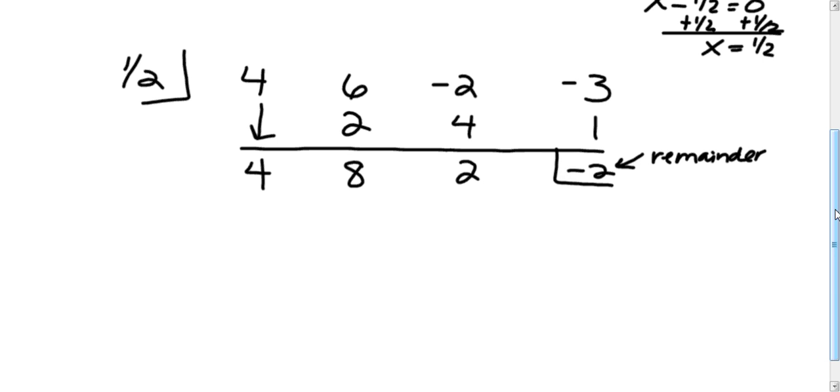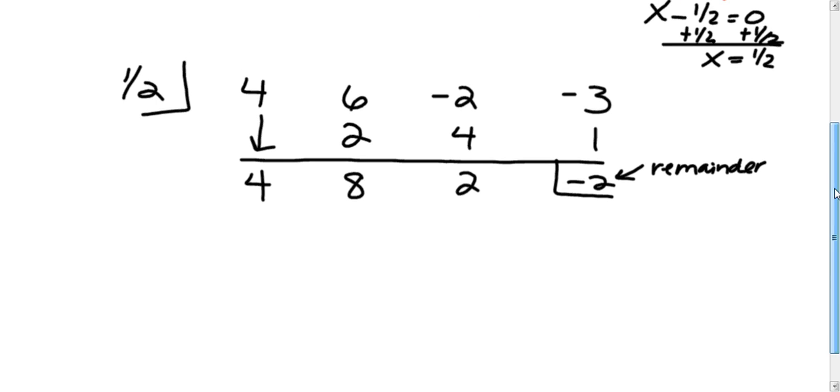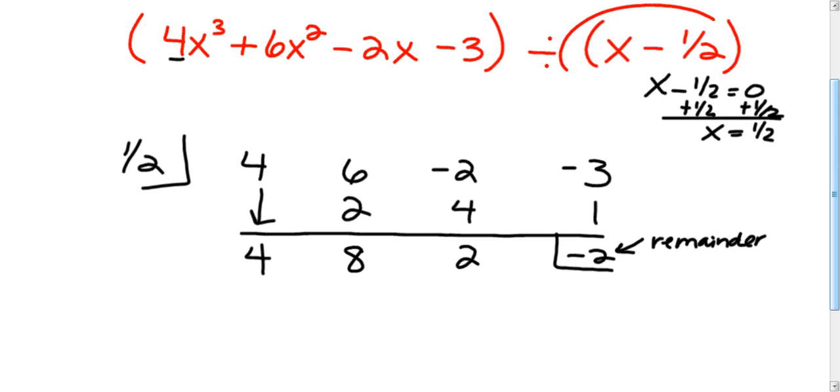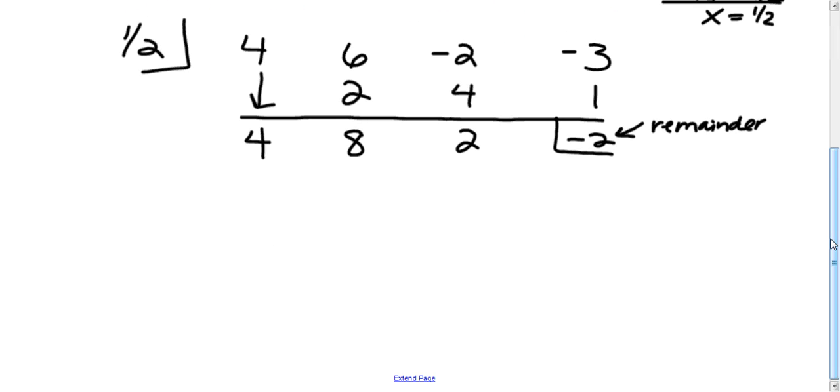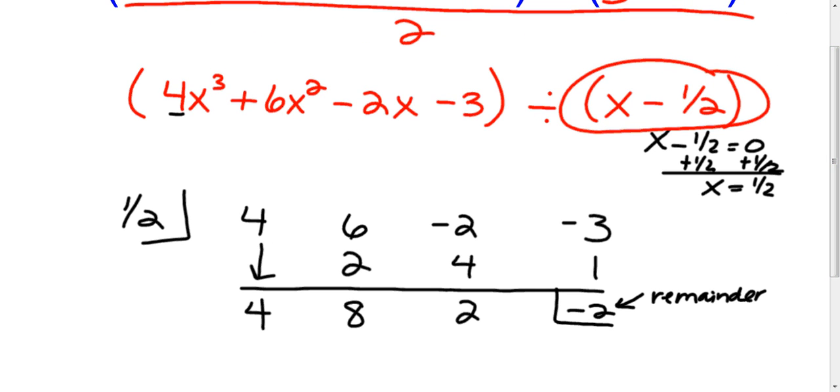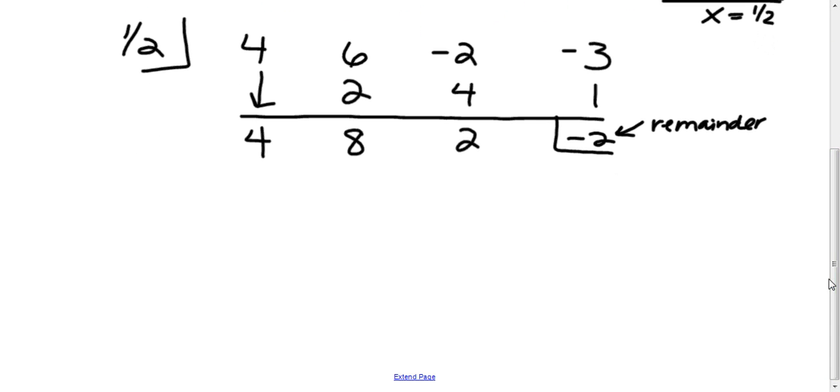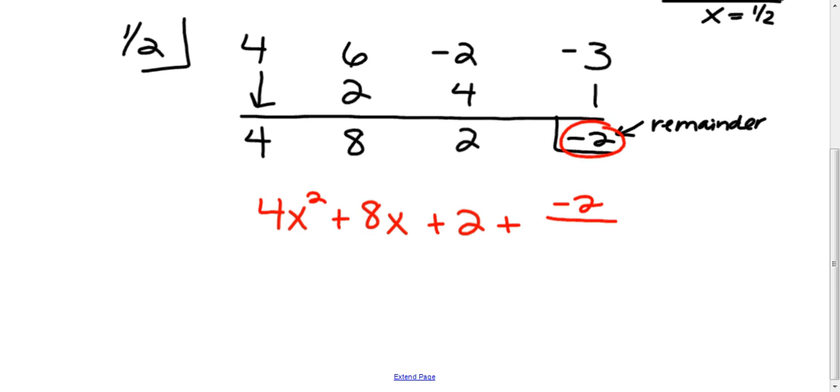All right, and so what I divided by really was this. When I set up my synthetic division, this is what I was dividing by, my x minus 1/2. Since I started with an x cubed term here, this will be an x squared term because it will be 1 less than that. So I will have 4x squared plus 8x plus 2 plus, and then I have my remainder here, which is -2 over x minus 1/2.